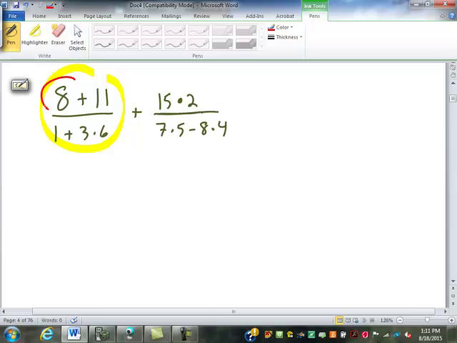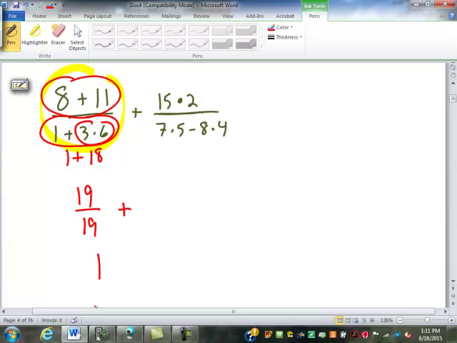The top: 8 plus 11 is 19. Then we have to do the bottom. What are we going to do first there? Multiply. 3 times 6 is 18, and then 1 plus 18 is 19. So that one is 19 over 19, which is 1.